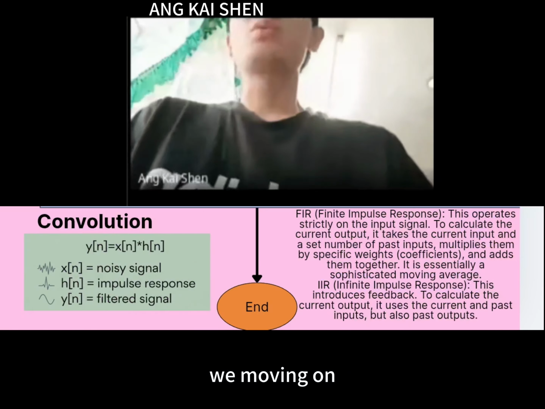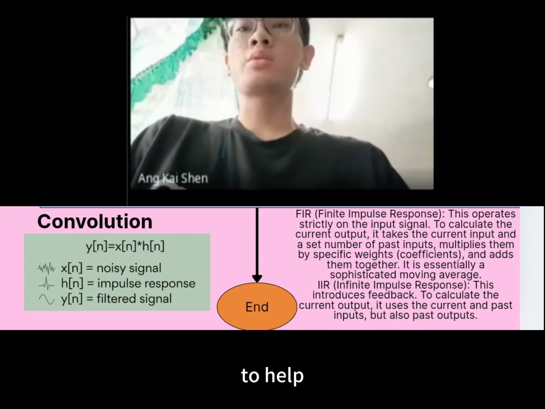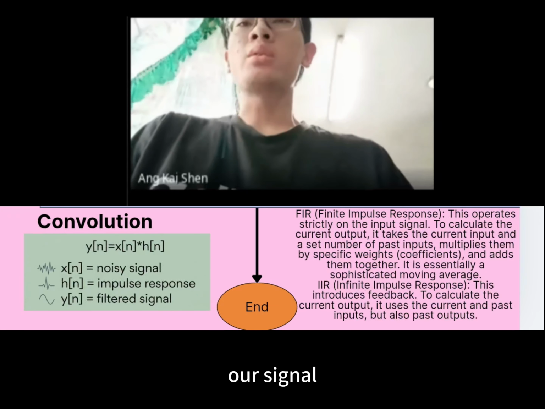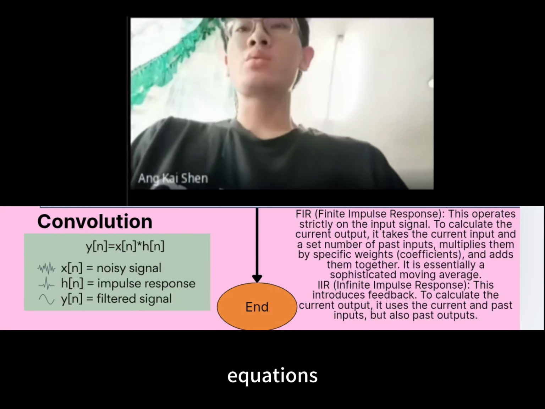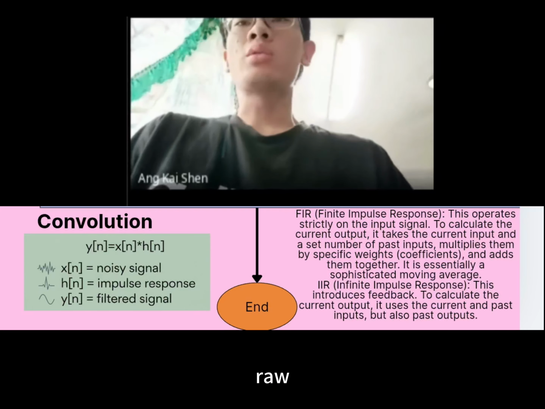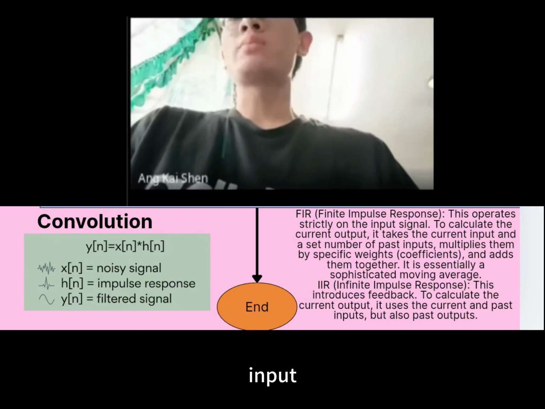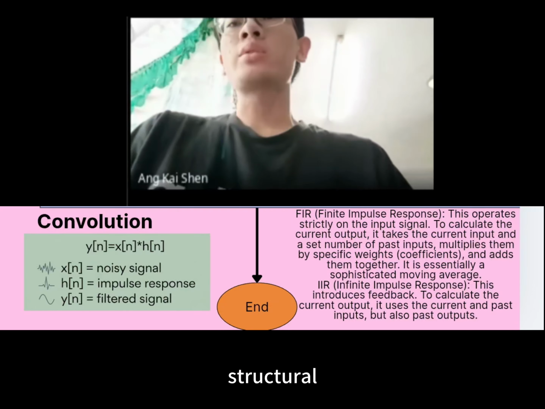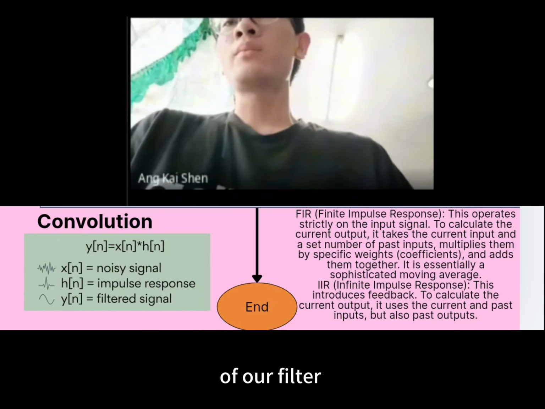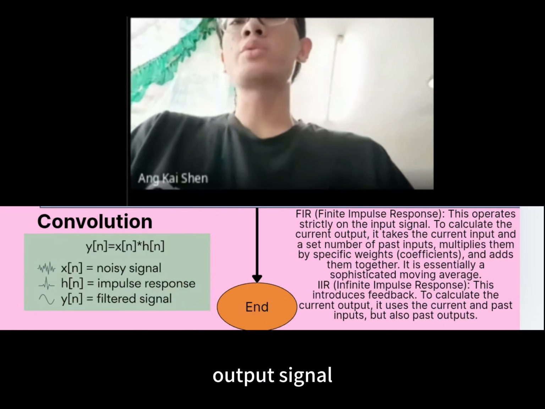Now we're moving on to our final step, which is the convolution. We use the convolution to help filter our signal. So as you can see from the equations, Sn is our raw noise-corrupted audio sequence, which is our input, and Hn is the impulse response, which is the structural footprint of our filter. So when we convolve them together, we get Yn, which is our clean filtered output signal.